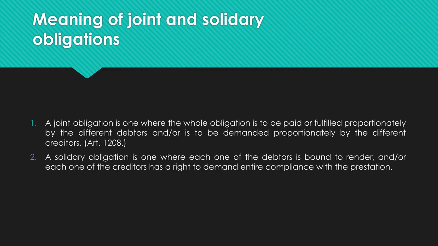So, sa joint kasi, talagang proportionately lang ang portion. So, the creditor, if the obligation is 100 pesos and there are 4 creditors, each creditor can only collect up to 25 pesos. If they are also joint debtors, each debtor can only be compelled to pay 25 pesos each maximum. In solidary obligation, kung 100 pesos ang obligation, then there are 4 debtors. Any one of the 4 debtors can be obliged to pay the entire 100 pesos if they are solidary debtors. So, pwede siyang all or nothing na ano. So, that's why it's called solidary. Kung joint, it is proportionate. Proportionate and separate.